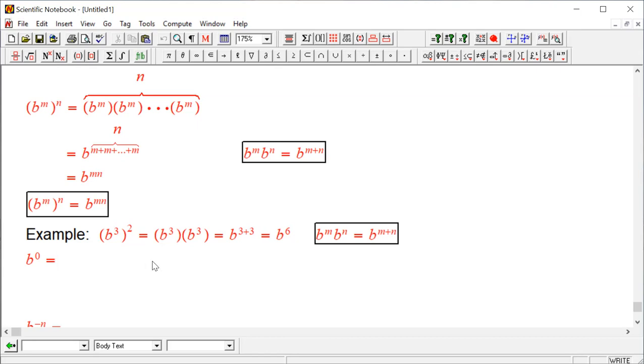Guess, okay? Maybe pause the video and guess it. Well, it equals 1, but we have to require that b cannot be 0. Okay, so these two must be together. Why? So let's look at b to the power 0 equals 1, how it is derived.